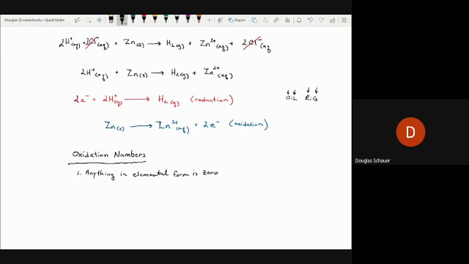So, for example, if we were looking at solid iron, okay, that's iron in its elemental form, so it's going to have an oxidation number of 0. Okay, if I had O2, each one of those O2s would have a 0 oxidation state or oxidation number.